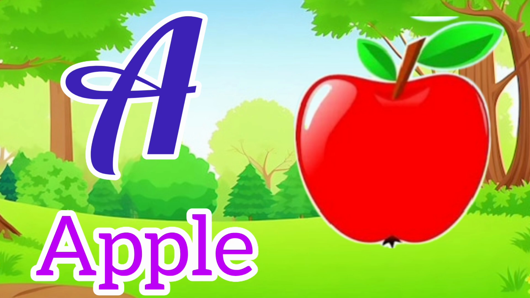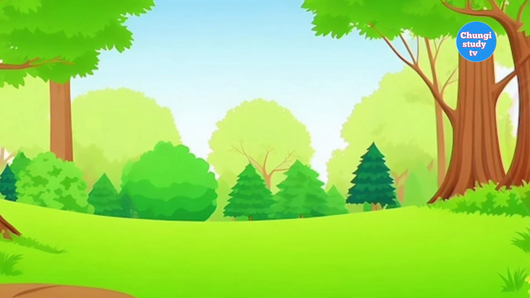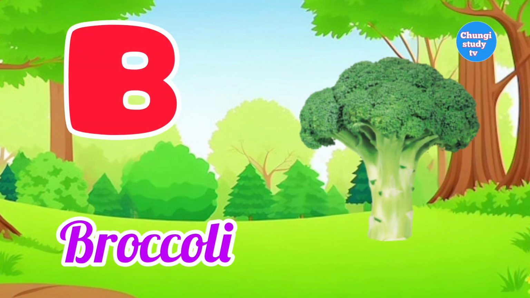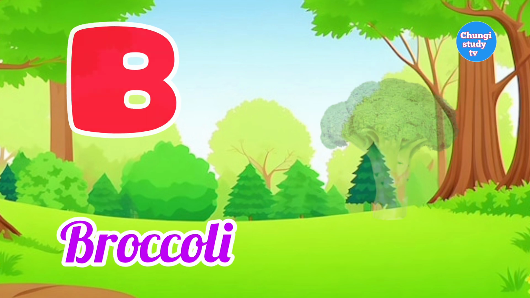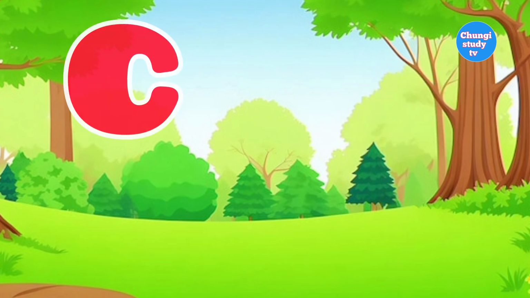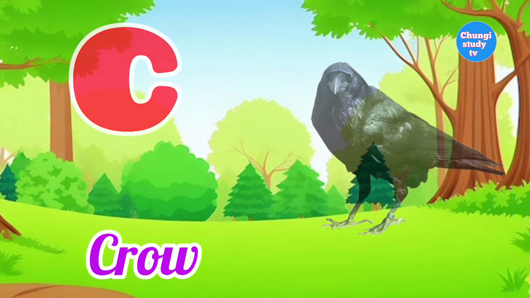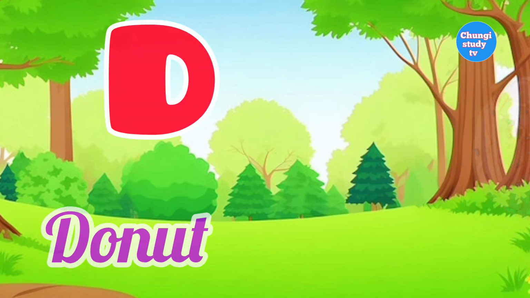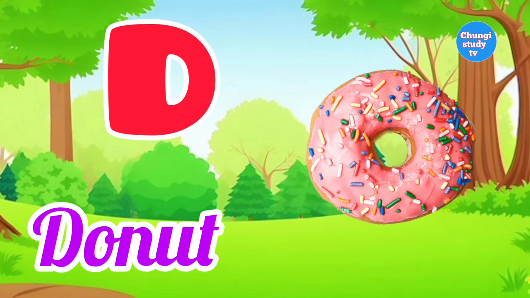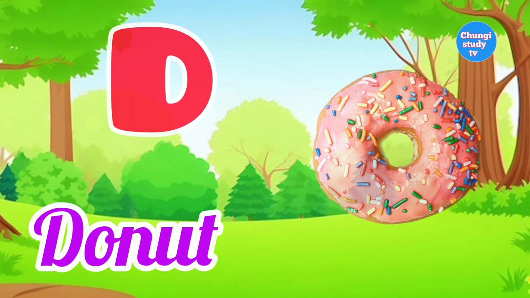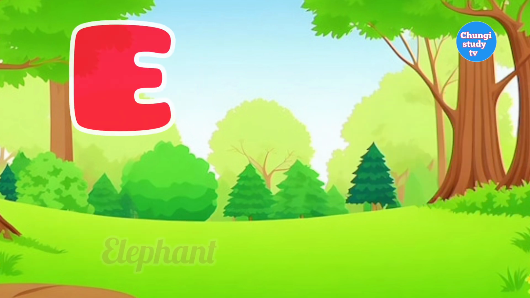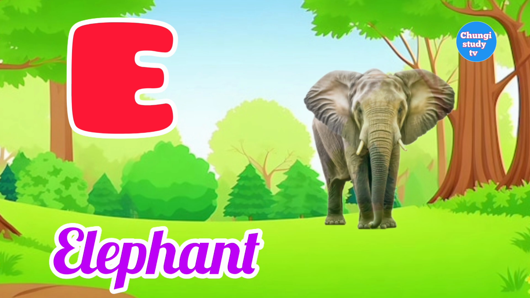A. A for apple. B. B for broccoli. C. C for crow. D. D for donut. E. E for elephant.